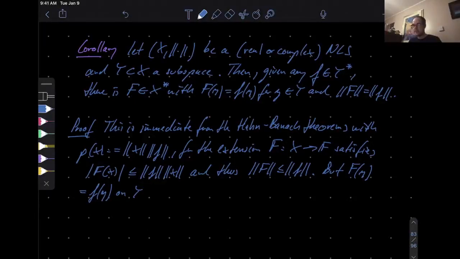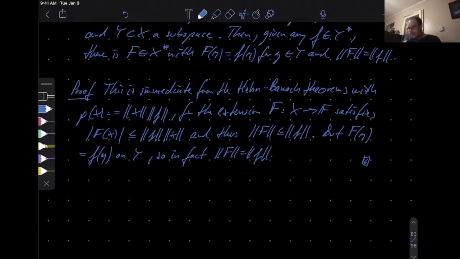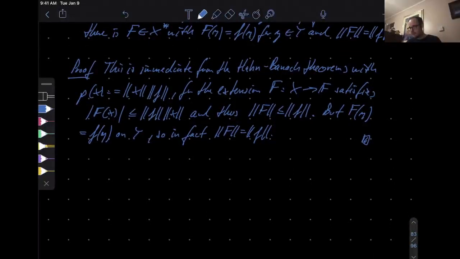Capital F's operator norm cannot be strictly less than the operator norm of small f, because on that subspace they match, and when you compute operator norms you have to optimize over the whole space, right? So you can't have strict inequality there on Y. So in fact capital F is equal to small f in operator norm. Okay, and that's it. All right, so that's the first one. Now the consequences will start getting more interesting.